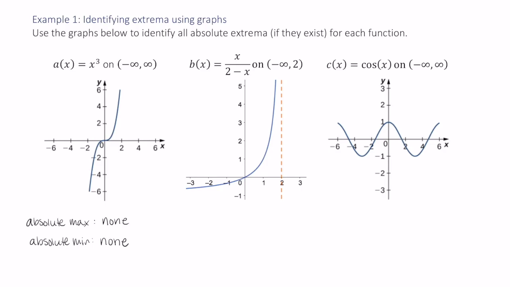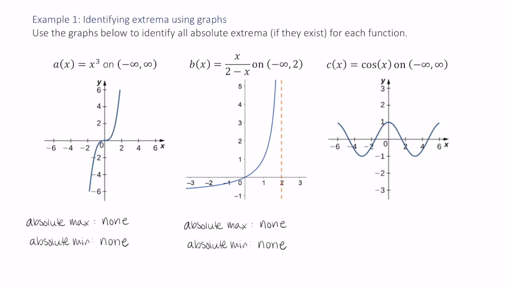b of x equals x divided by 2 minus x, and the domain here is restricted from negative infinity to positive 2. But if you notice, this goes off in the positive y direction forever, and this goes off in the negative y direction forever. So this one will, again, have no absolute maximum and no absolute minimum.